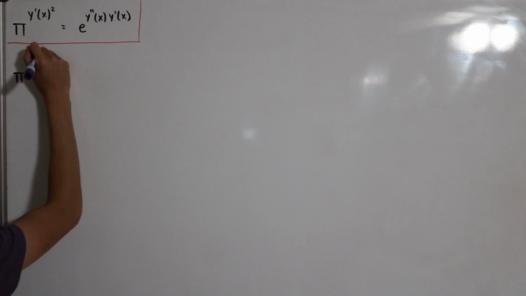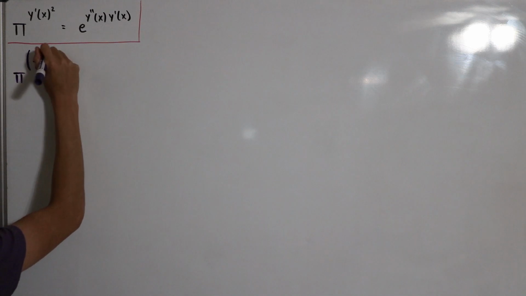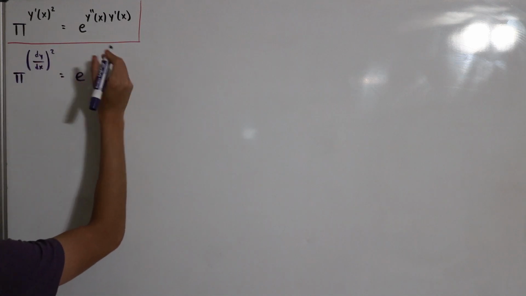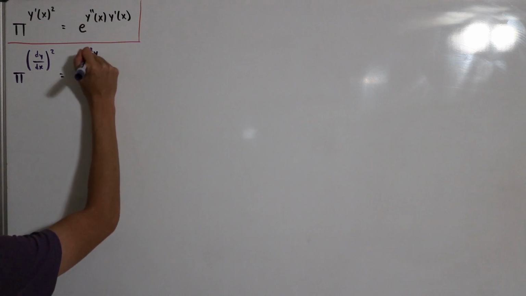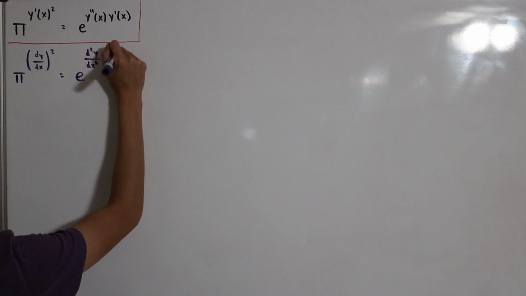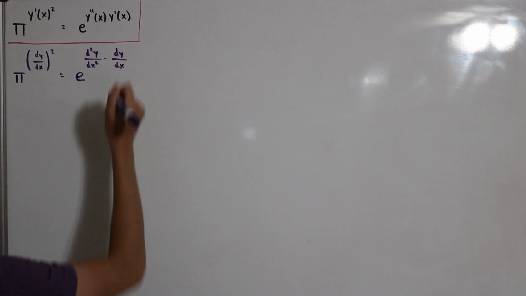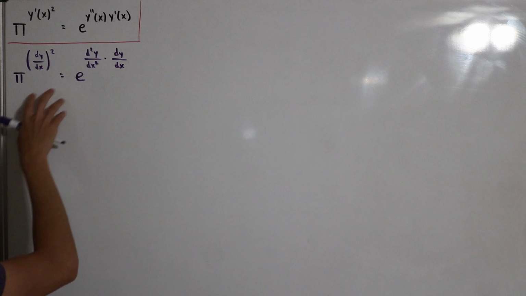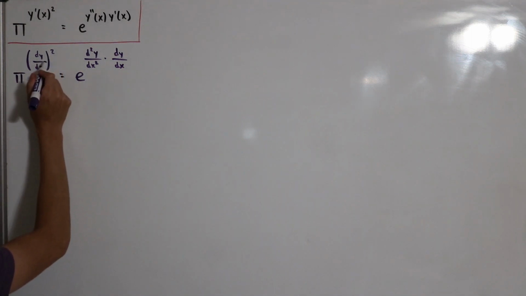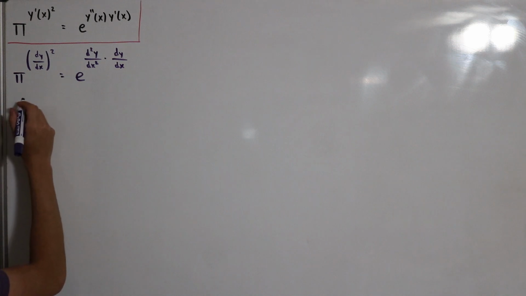So this is pi to the power (dy over dx) squared, and this is just equal to e to the power, so this is d squared y divided by dx squared, and then multiplied with dy dx. Right? Now I can actually just take the natural log of both sides, so then this means our exponent will move to the front.